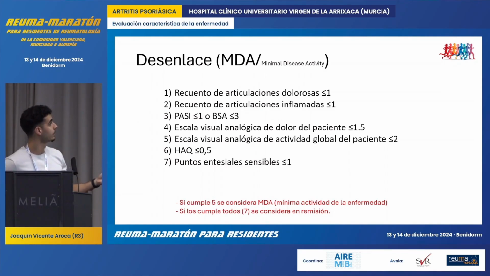These 7 criteria are the number of tender joints, which should be 1 or 0, the number of swollen joints, also 1 or 0, then the skin domain, which should have a PASI score less than or equal to 1 or a BSA less than or equal to 3, how the patient rates their pain on a scale from 0 to 10, which should be less than 1.5, and how the patient perceives their overall disease activity, less than or equal to 2 on the 0 to 10 scale, the HAQ. This is the scale we've seen is so important, as it refers to physical function and ability. It ranges from 0 to 3, and the value should be less than or equal to 0.5. And regarding enthesitis points, they should be less than or equal to 1.